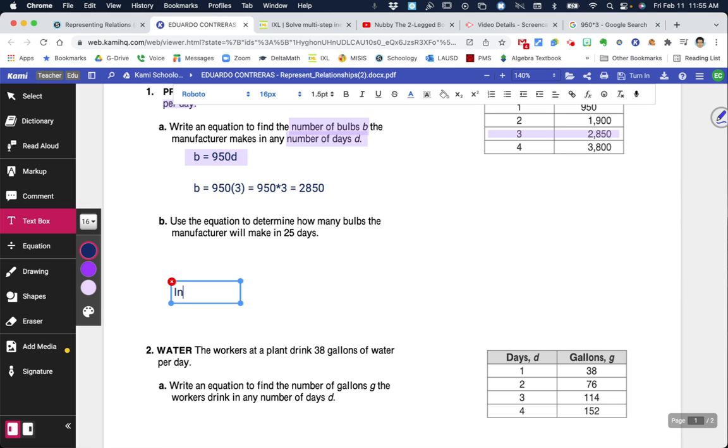So make sure you answer the sentence with the following. In 25 days, manufacturer will produce, and I'll just put dot, dot, dot. Where I'm putting dot, dot, dot is your answer, whatever calculation answer you get. Bulbs. Period. Do your calculation here above it, get an answer, and then write that answer to complete the sentence. And I'll give you about 5 minutes to do that.